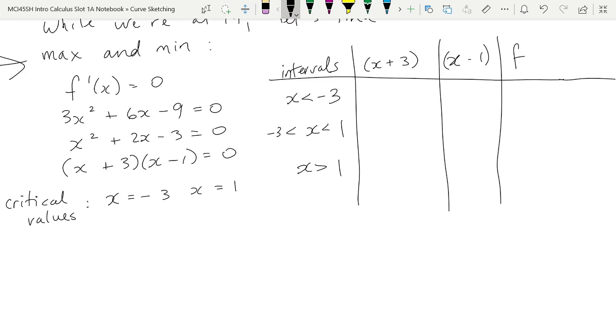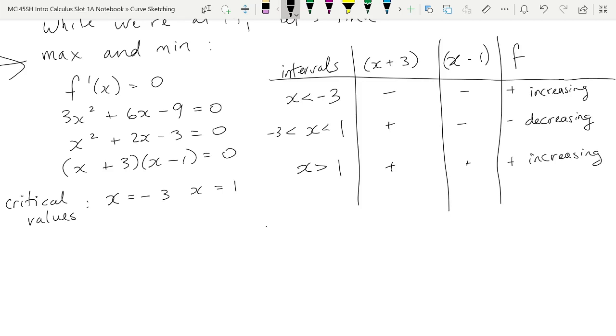All right, pick a number less than -3. That's going to make this negative, this negative. A negative times a negative is positive. So over this interval, we are increasing. Pick a number between -3 and 1. I'll pick 0. 0 makes this factor positive and this factor negative, which makes it decreasing. Let's pick a number bigger than 1. How about 2? That makes this positive, which makes the function's product positive, which makes it increasing. So there we got it.